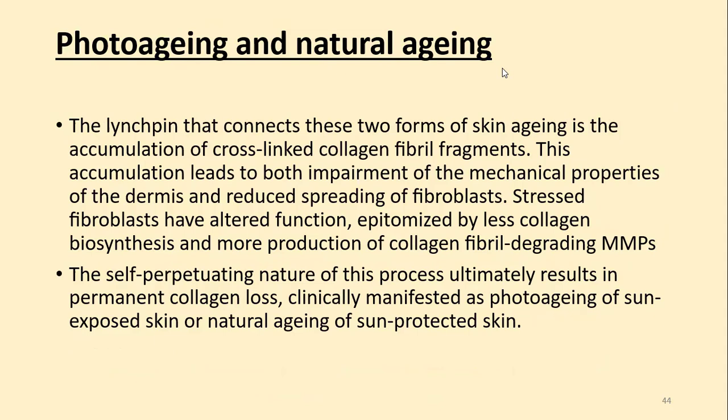Photoaging and natural aging. The linchpin that connects the two forms of skin aging is the accumulation of cross-linked collagen fibril fragments. This accumulation leads to both impairment of the mechanical properties of the dermis and reduced spreading of fibroblasts. Stressed fibroblasts have altered function, epitomized by less collagen biosynthesis and more production of collagen fibril-degrading MMPs. The self-perpetuating nature of the process ultimately results in permanent collagen loss, clinically manifest as photoaging of sun-exposed skin and natural aging of sun-protected skin.